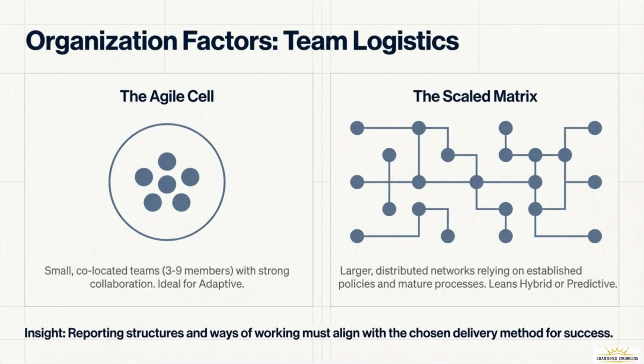The key insight here is that your reporting structures and your ways of working must align with your delivery method. If you have a distributed team of 200 people, but try to run it like a small startup cell without any structure, you'll end up with total misalignment. Always check the logistics before you commit to a framework. Speaking of delivery, let's look at the different rhythms or cadences we can use.